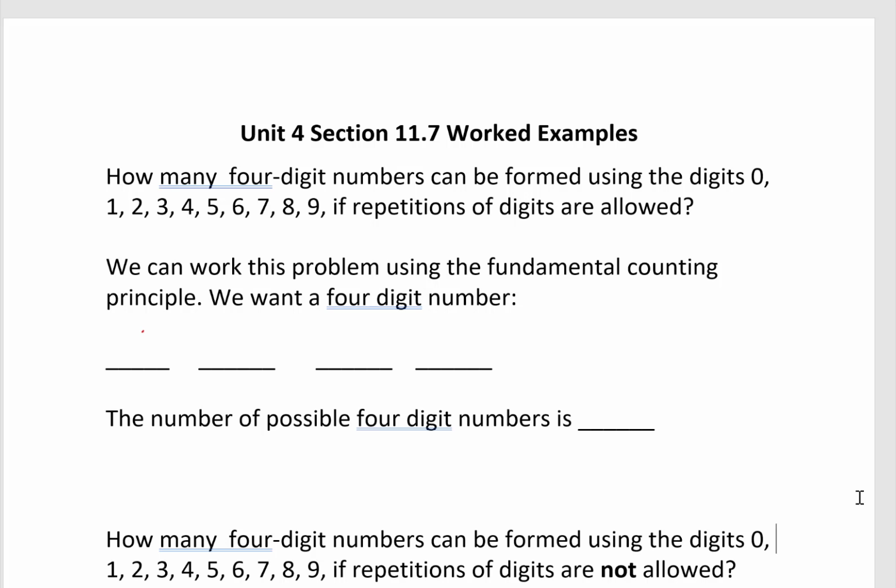We want a 4-digit number. We notice there are 10 digits that we can select from, and we're allowed to repeat. So for the first digit in our number, we have 10 choices. And for the second digit, we also have 10 because we're allowed to repeat, and 10, and 10. And if I take my calculator and I raise 10 to the 4th power, I will get 10,000. So for this problem, there are 10,000 4-digit numbers that can be formed.